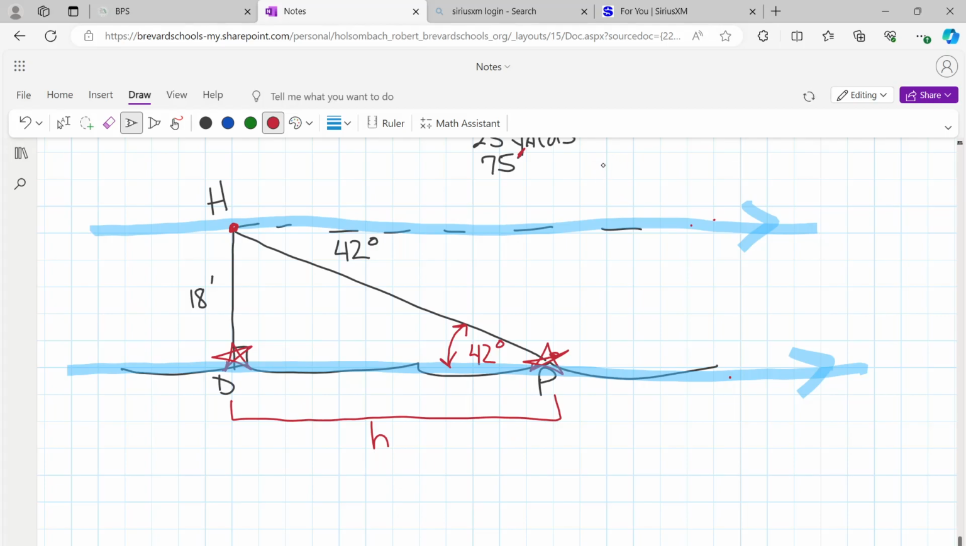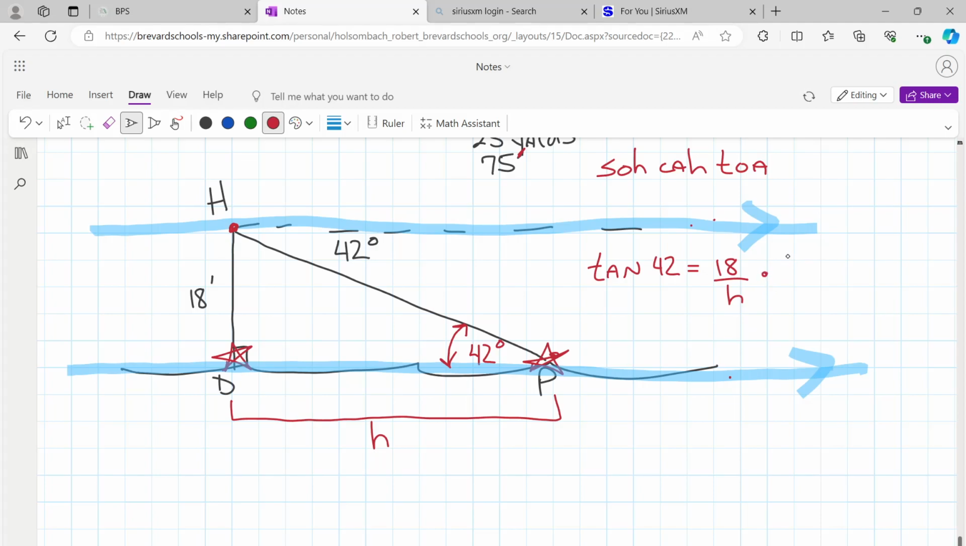All right, so back to our acronym, SOHCAHTOA. We've got opposite and we are looking for adjacent. Opposite and adjacent is tangent. So our ratio, tan 42, is equal to the opposite side, which is 18, over the adjacent side, which is the h, what we're trying to find.